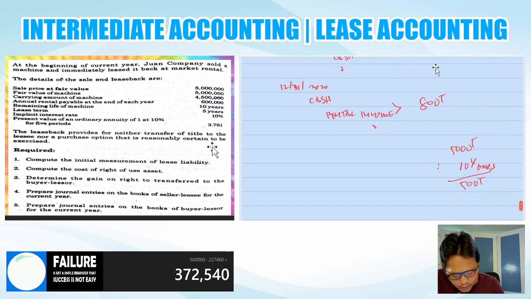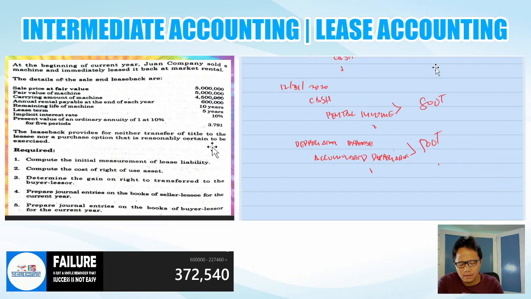So, our entry for the depreciation is debit depreciation expense, credit accumulated depreciation at 500,000. And typical entry na subsequently. So, madali lang.